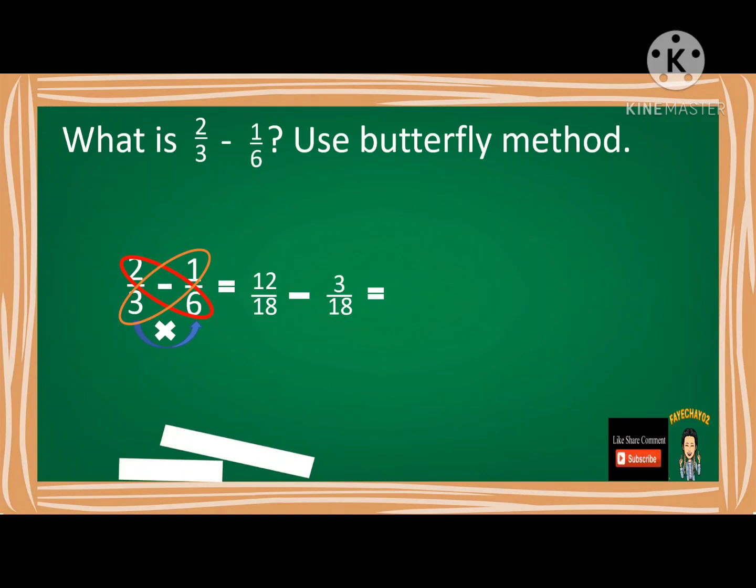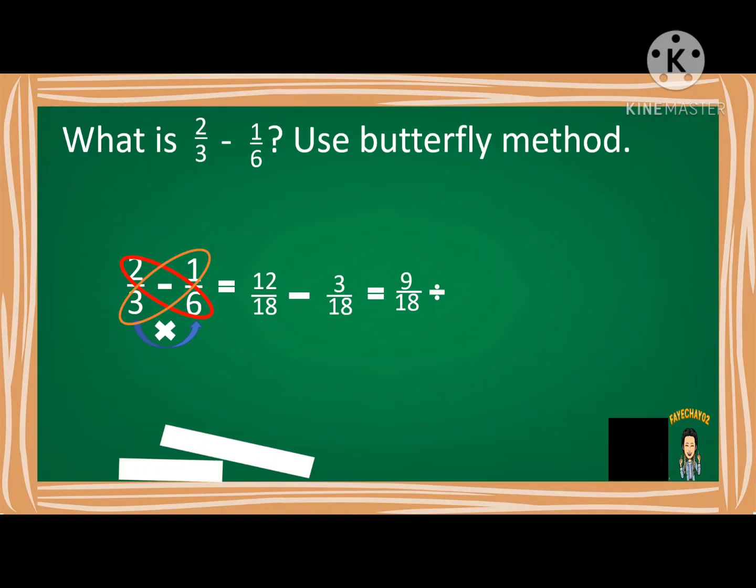Since we already have similar fractions, we can now subtract. 12 minus 3 is equal to 9. And then, copy the denominator, which is 18. So, we now have 9/18. We can change 9/18 into lowest terms.